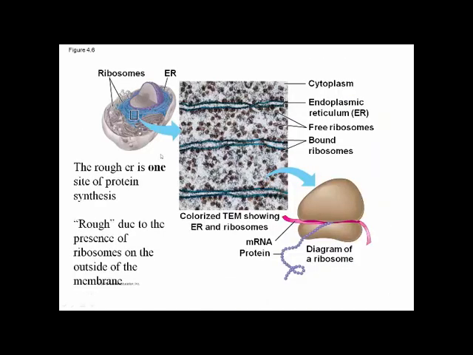There's another type of ER called the rough ER, and the rough ER is still single membrane, and it's an extension of the nuclear membrane, one phospholipid bilayer surrounding the lumen of the rough ER. Now, the job of the rough ER is to be a site of protein synthesis, but it's only one site of protein synthesis.